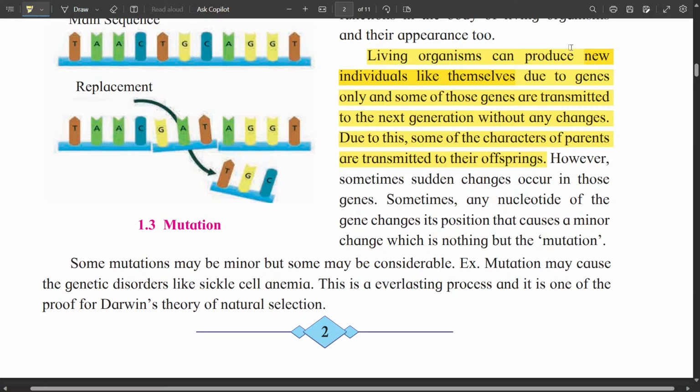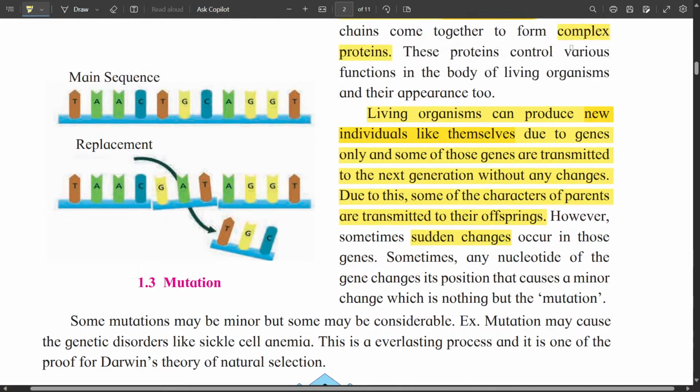Sometimes what happens, there are sudden changes in genes. Now these sudden changes can occur by replacement, or by skipping a particular triplet codon, or by any other way. So that is called mutation. Sudden changes in the genes are mutations. Any nucleotide of a gene changing its position and causing a minor change is called a mutation.